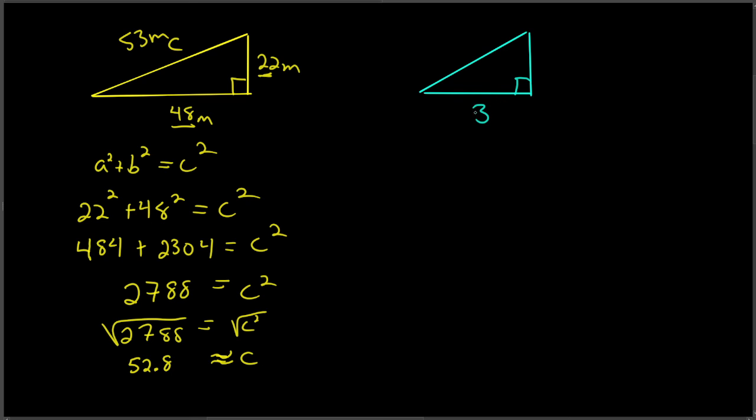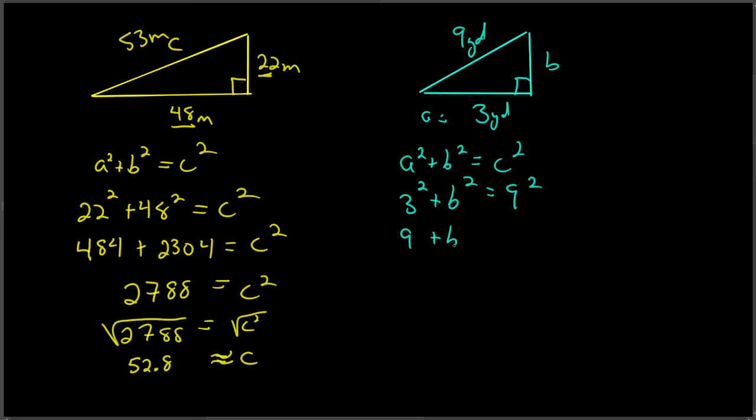So I know 3 yards and 9 yards. So if I say this is A and this is B, A squared plus B squared equals C squared. I know I have 3 squared plus B squared, because I don't know what it is, equals 9 squared. So 3 squared is 9, and 9 squared is 81.